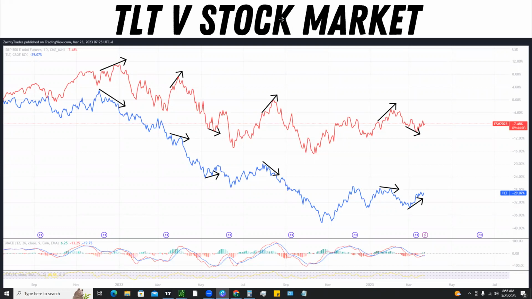We got another TLT slash market update. And we're going to go ahead and start off here with our first chart. This is going to be the TLT versus the stock market.